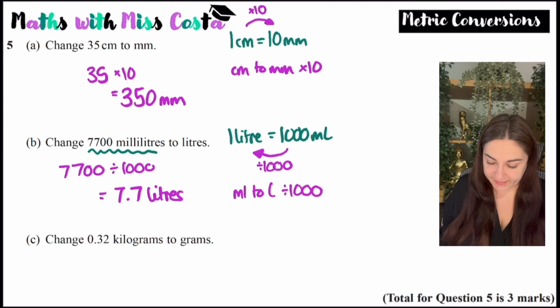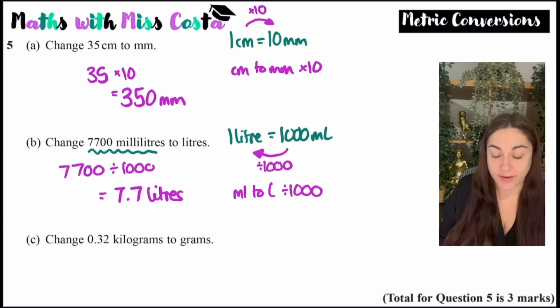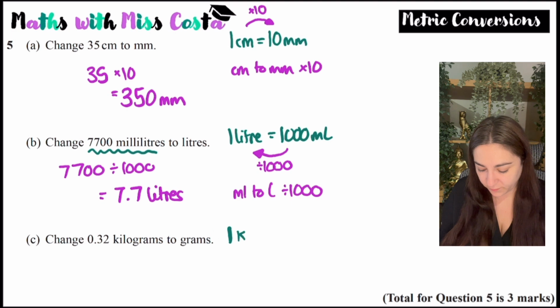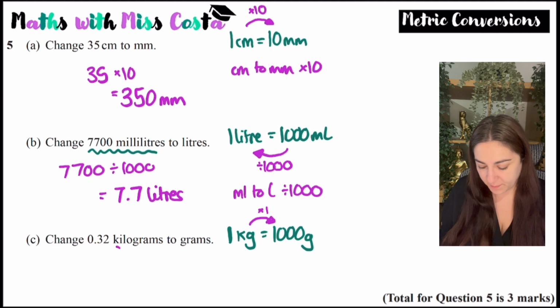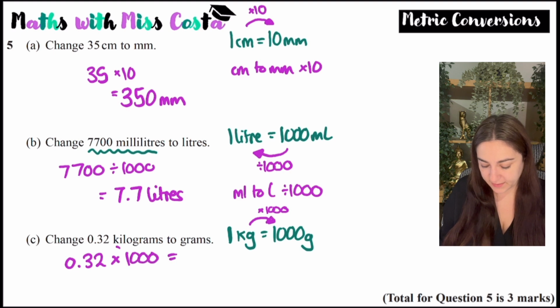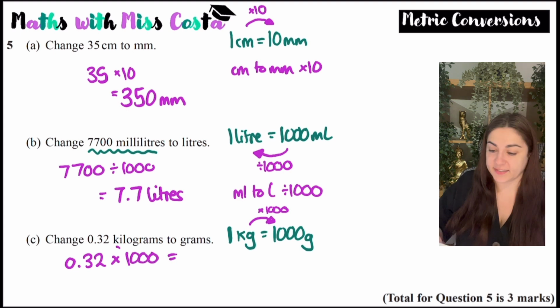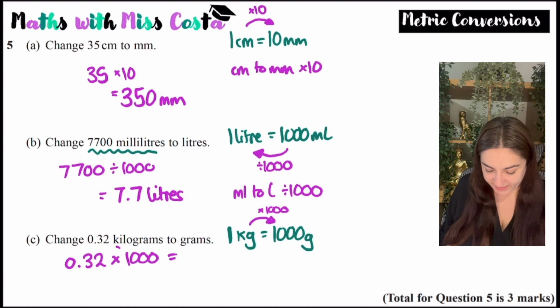The last one is I need to change 0.32 kilograms to grams. So once again, start with your fact that you know. 1 kilogram is 1,000 grams. And I'm trying to go from kilograms to grams. So to get from kilograms to grams, what do I do? I multiply by 1,000. So therefore I'm going to do 0.32 times by 1,000. And you can type that into your calculator because it's a calculator paper, which would give you 320.